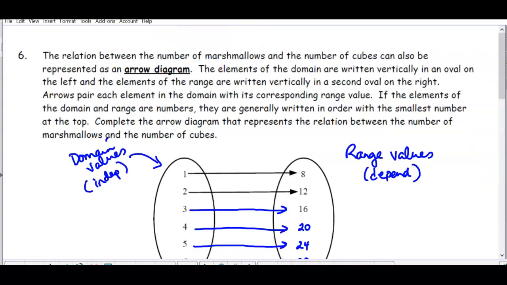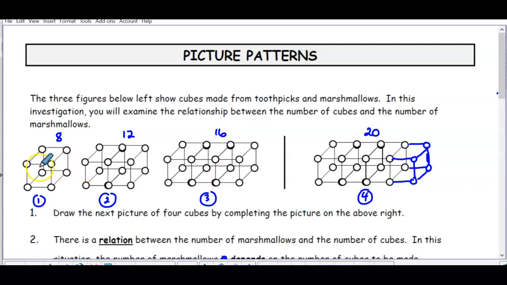So let's go back to our first diagrams here. Now the number of toothpicks, you can think about the front like we did. 4 marshmallows, there's also 4 toothpicks. The back, there's 4 toothpicks, but now there's 4 that join those front and back together. So really, there's 12 toothpicks.